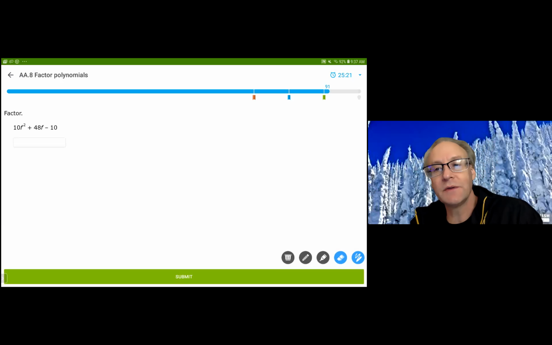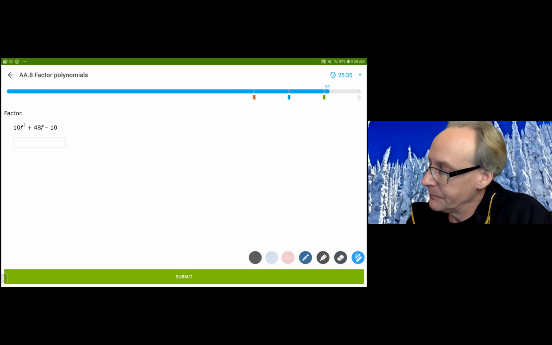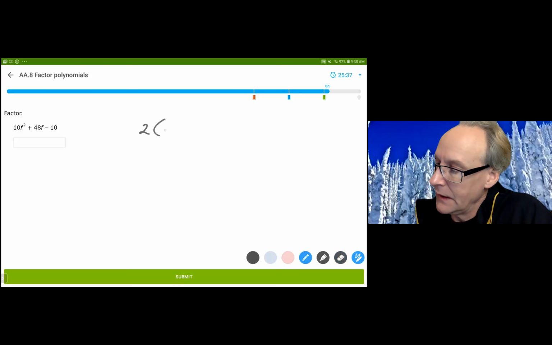Now, there is a common factor for this one, and I do need to take it out, unfortunately. I normally would have just jumped right at it and factored it, but you do have to take out the 2. So let's take out that 2, and we get 5f squared plus 24f minus 5.